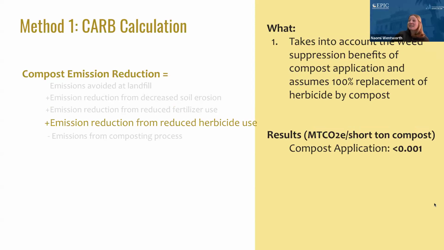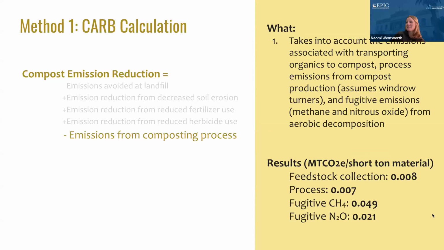And reduced herbicide use. This takes into account the weed suppression benefits of compost application, and assumes 100% replacement of herbicide by compost. Because of the amount of compost you'd have to use to suppress weeds versus the amount of herbicide you would have to use, it's a pretty negligible benefit or greenhouse gas benefit. But it was taken into account. So that portion hasn't been neglected for any reason.